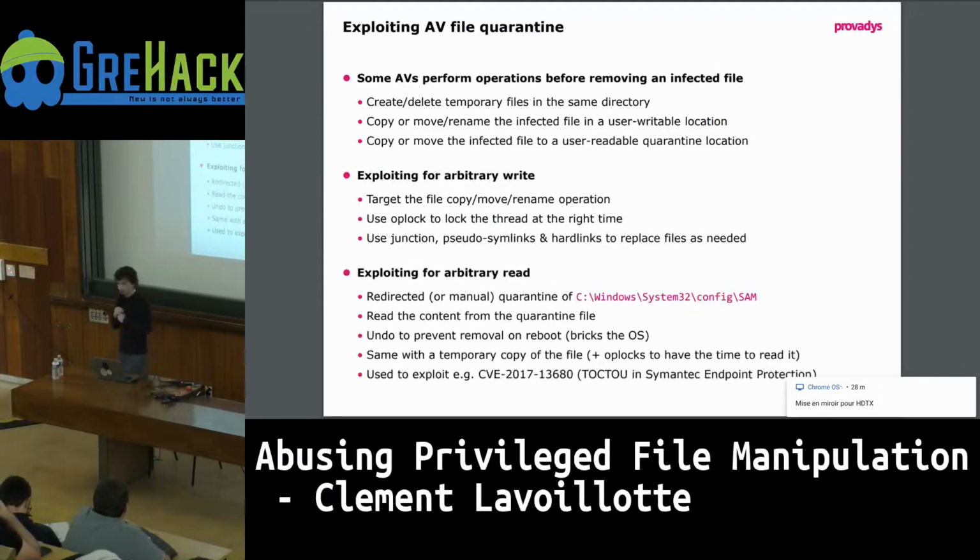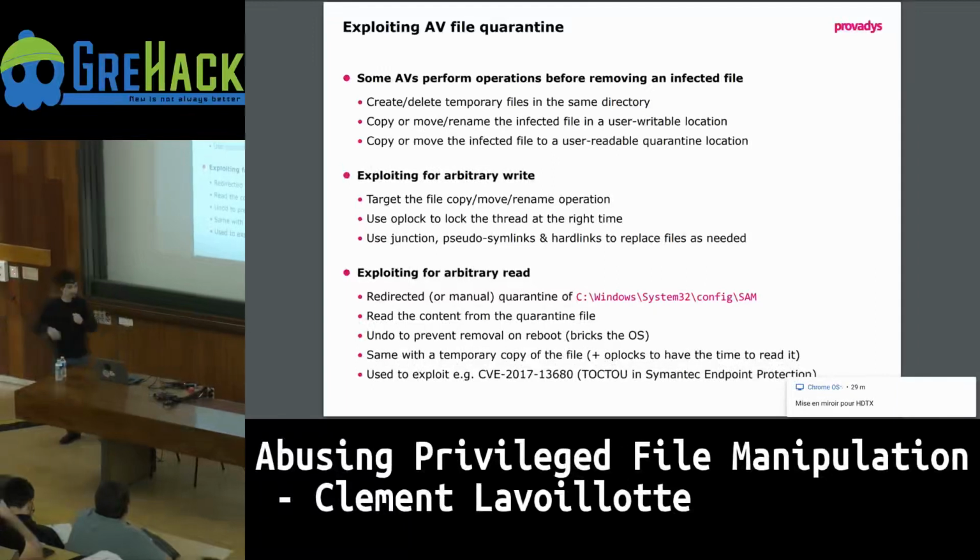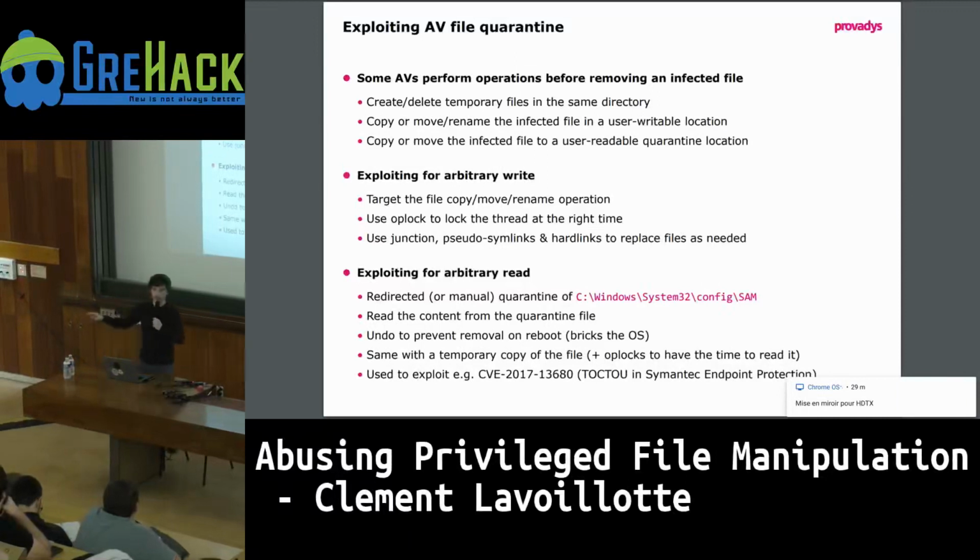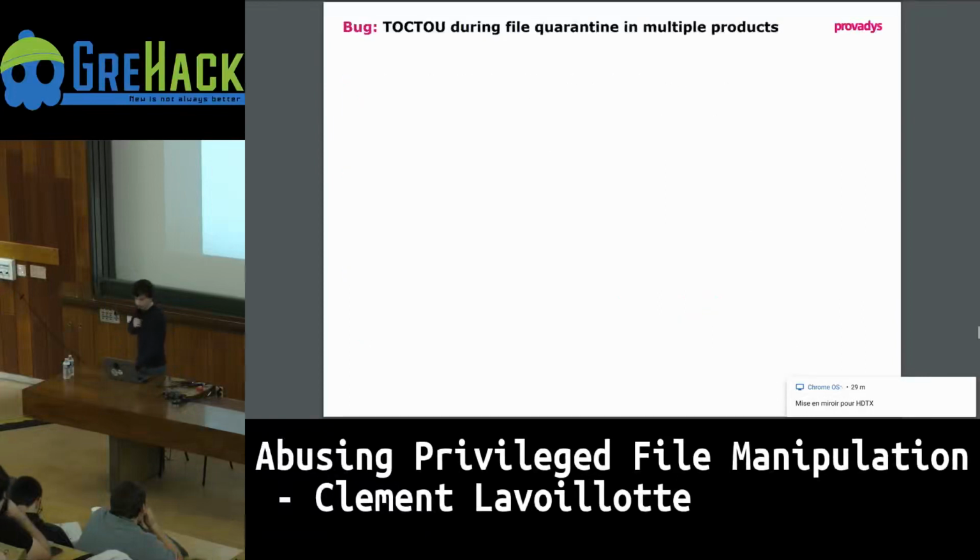But for arbitrary read, what we can do, for instance, is to use the technique seen before to delete a file we want to get the content of, and just read that content from the quarantine file. So if the AV creates, for instance, a temporary copy, or just puts it in the quarantine file, and the quarantine files are user readable, we can just read the content of the file that we just deleted from the quarantine file. Again, we'll have to unxor it or something like that, but we can get to the content.